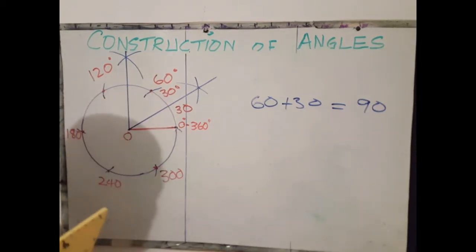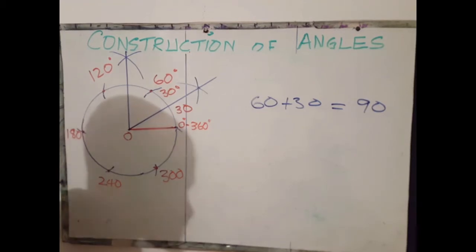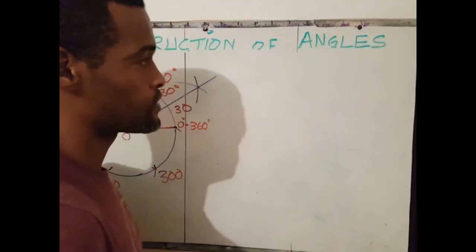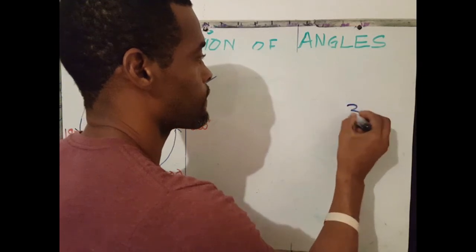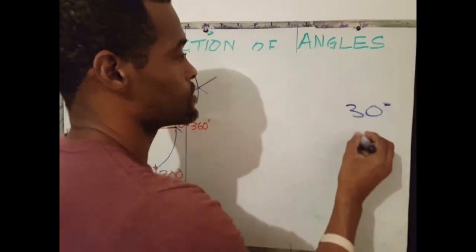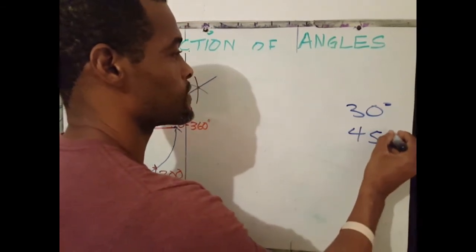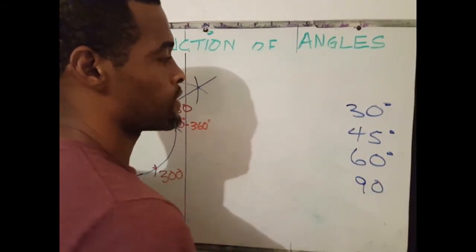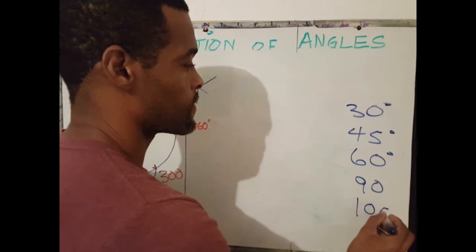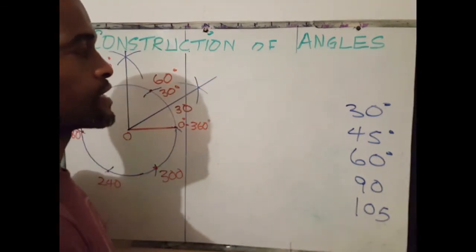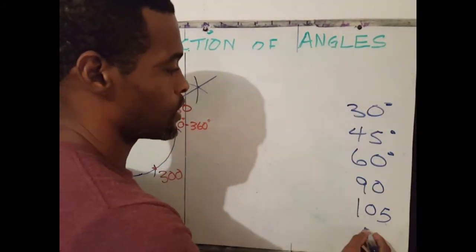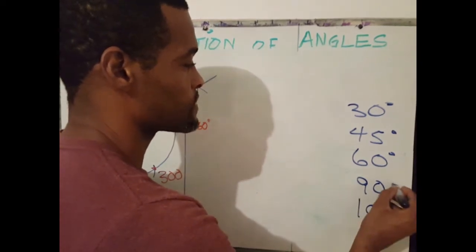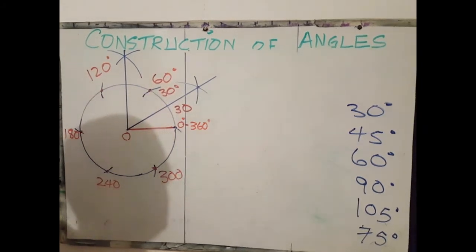Alright. Now, what if we're given an activity where you're asked to construct a 30-degree angle, 30 degrees, 45, 60, 90, 105, and let's say 135 or 75. Let's add 75 to the mix. 75 degrees. How do you go about doing these?